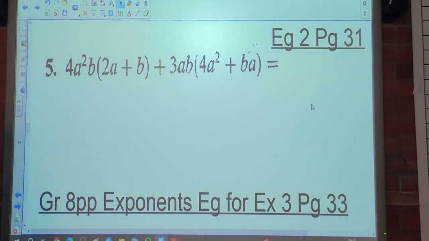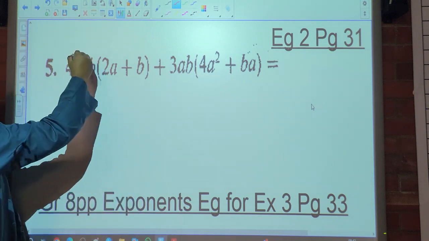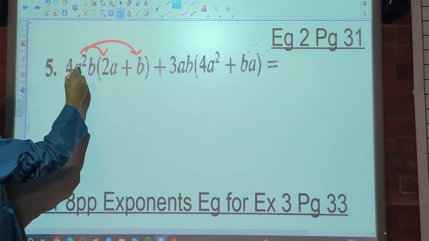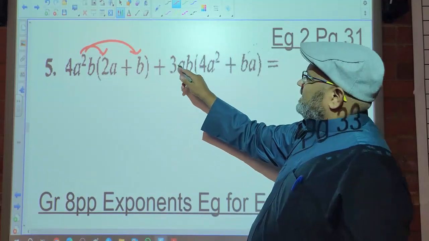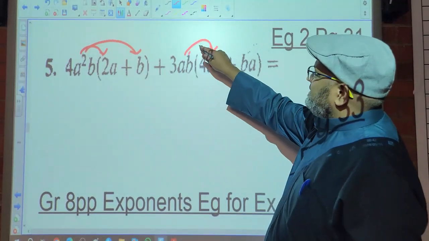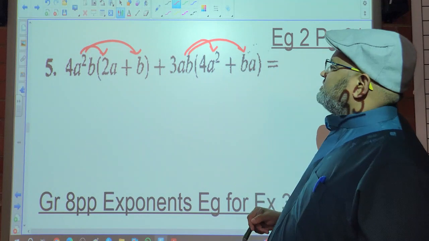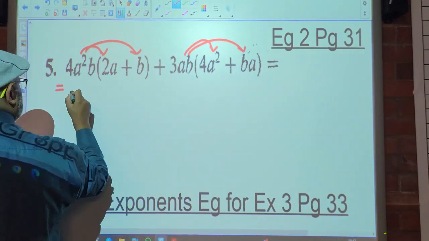Okay, so I marked your books already, no? Go for it. So you're going to say 4a squared b times 2a, and then 4a squared b times b, and then 3ab times 4a squared, and then 3ab times ba. Go for it, Michael.